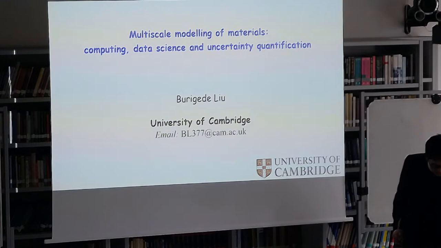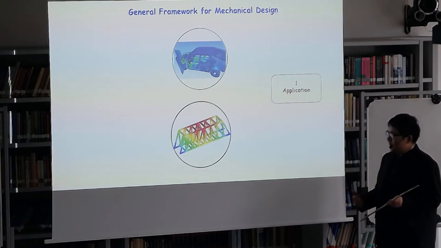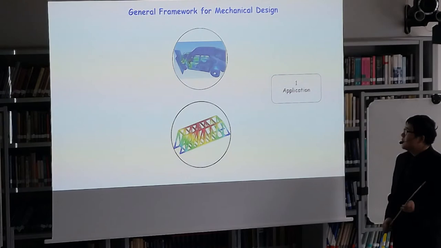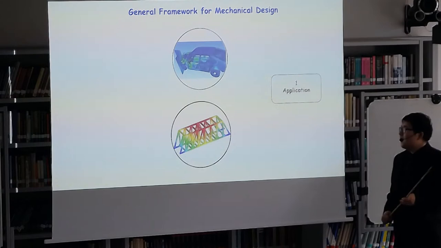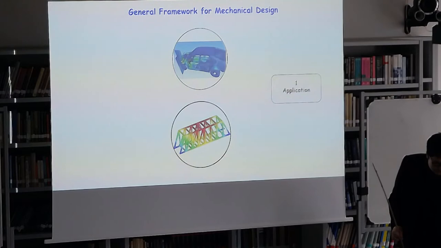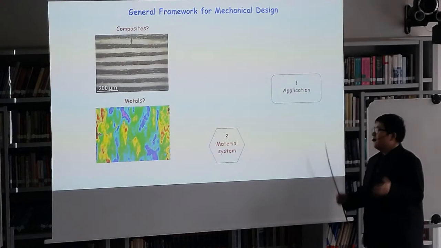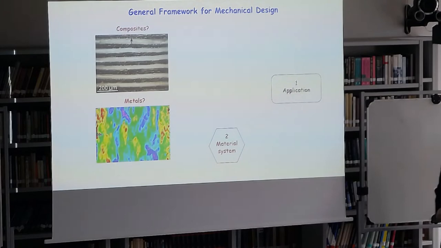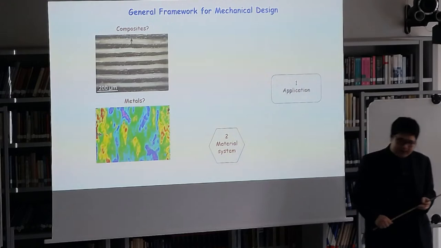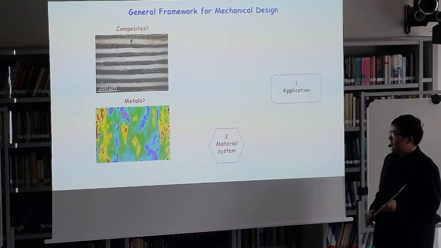So I'd like to start with a general framework by considering how a mechanical engineer will work every day. As a mechanical structural engineer, we'll be given an application, be it to design a bridge frame or a car body. To fulfill this task, we will first need to choose a class of material that might have the potential to meet our requirement. For example, if we were to design lightweight structures, we might consider composites. And if the task requires that the components should survive high temperature and still provide strength, we might consider metals. But in any case, we need a material system at hand.